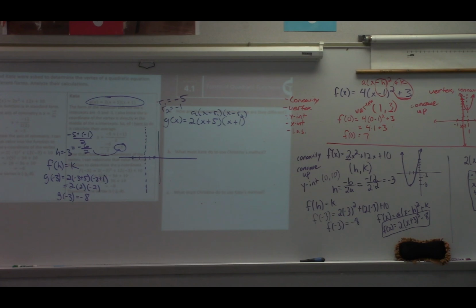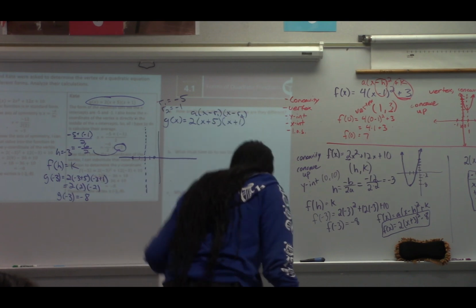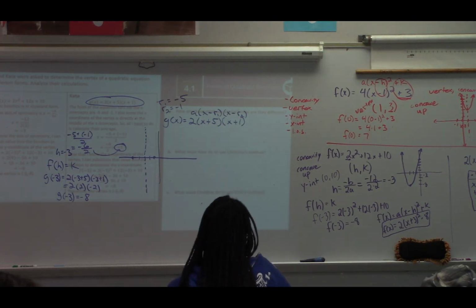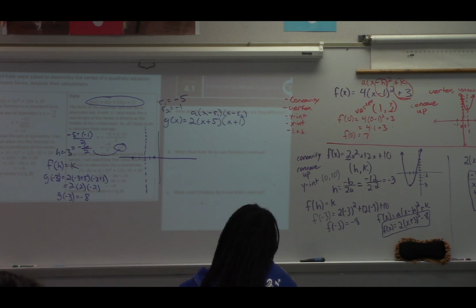And then we've got like terms. So I still have my 2, and then I have my x squared plus, what's 5x plus 1x? 6x. Plus 5. And then I just have to distribute again. So f of x equals 2x squared plus 12x plus 10.